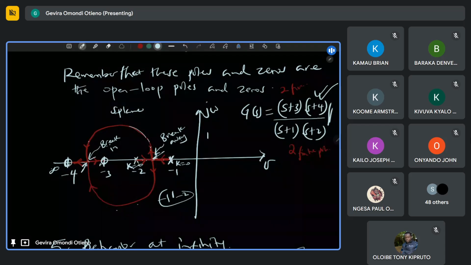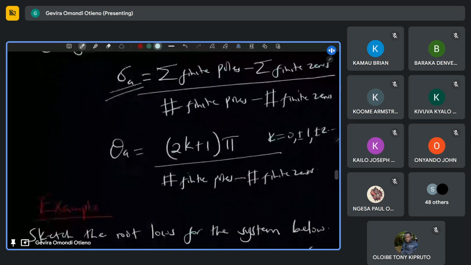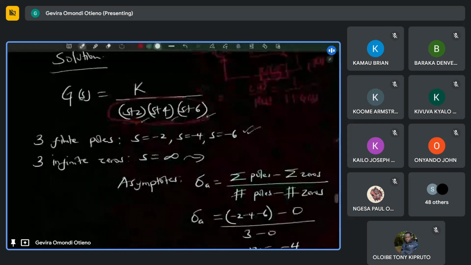So in this case, we don't have J omega crossing. Luckily, our root locus here does not include the J omega crossing. Everything is on the left half plane. But we need to know what the break in point is and what the breakaway point is. Okay, so that is what we'll be doing in the next class.